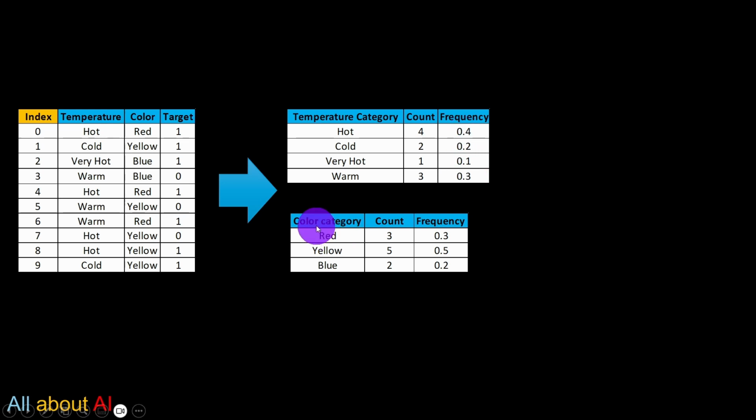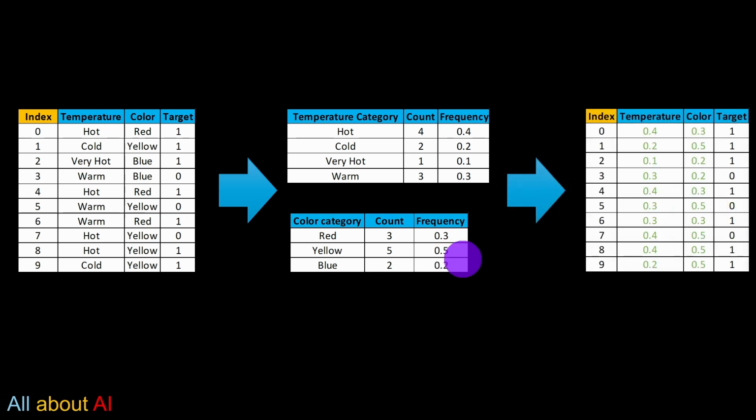In exactly the same way, the color category will have 3 categories, and this is the count, and the frequency is like this. So after encoding, we'll replace the categorical values with these encoded values.